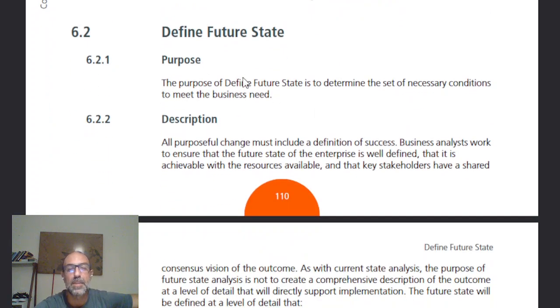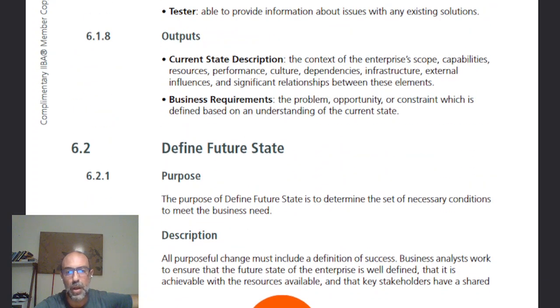Defining future states is basically 6.2. Yay, we finished. Finally, man. This one took a while. All right, see you guys in a bit.